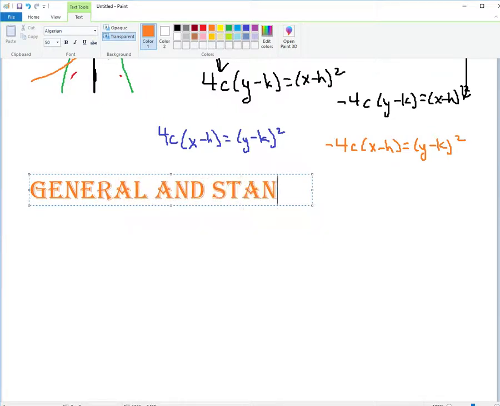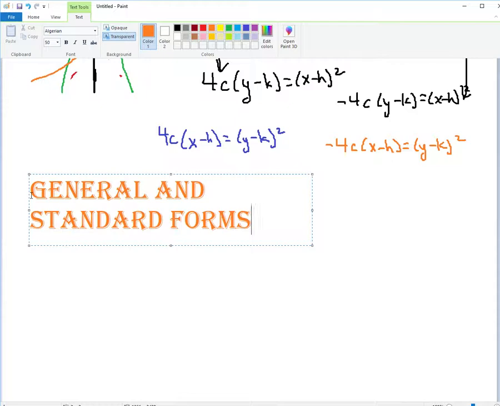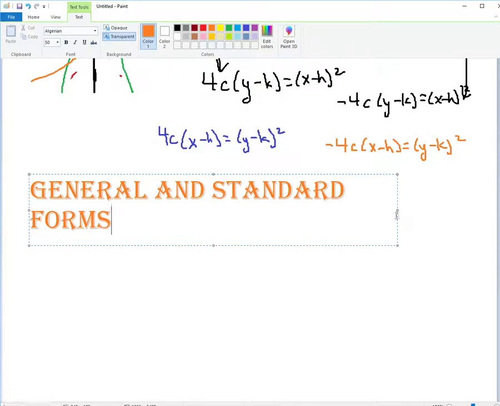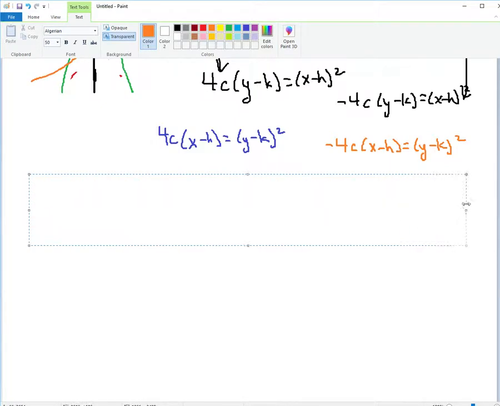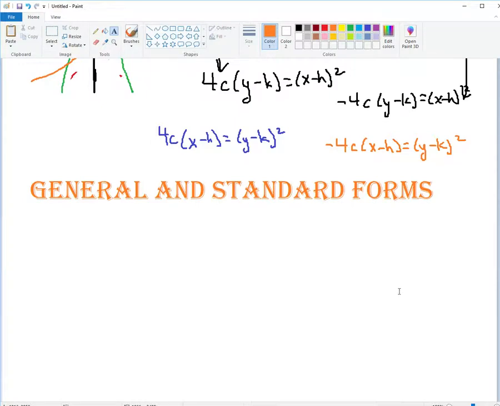General and standard forms. This is pretty straightforward. This is exactly the same as what we did for all the other conics, from ellipses to circles to hyperbolas. It's the exact same thing here. Our standard form is what you see up here. These four are our standard form.